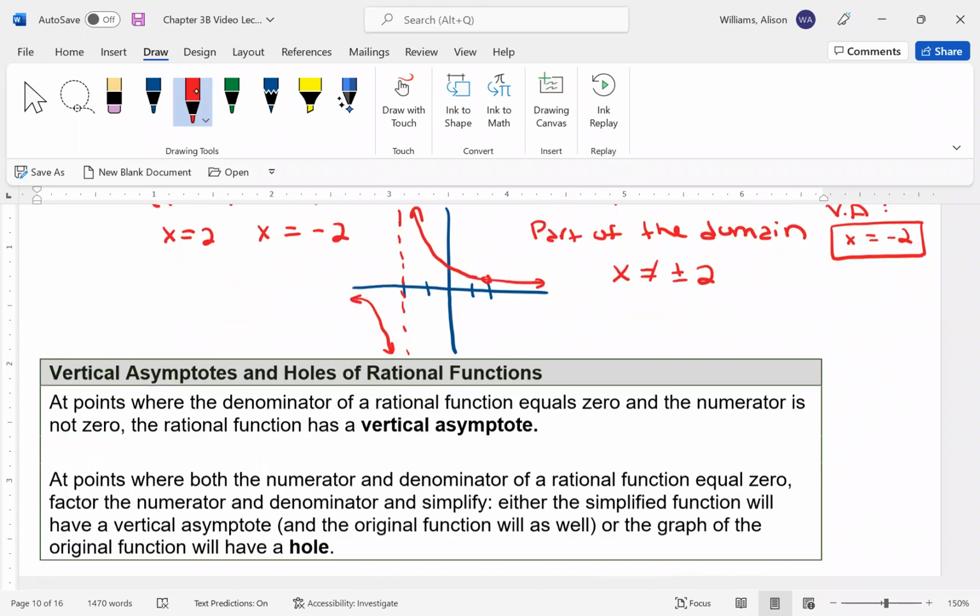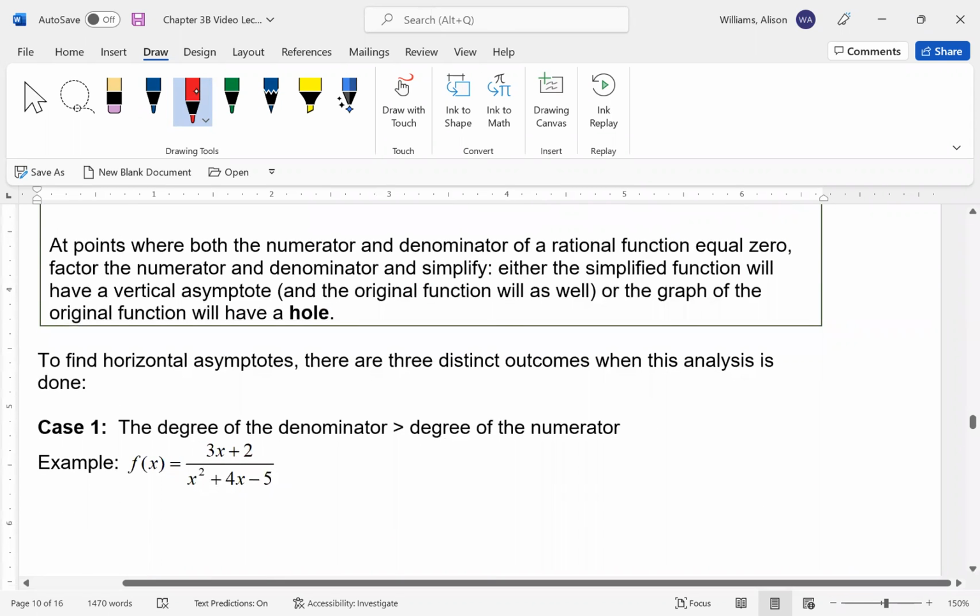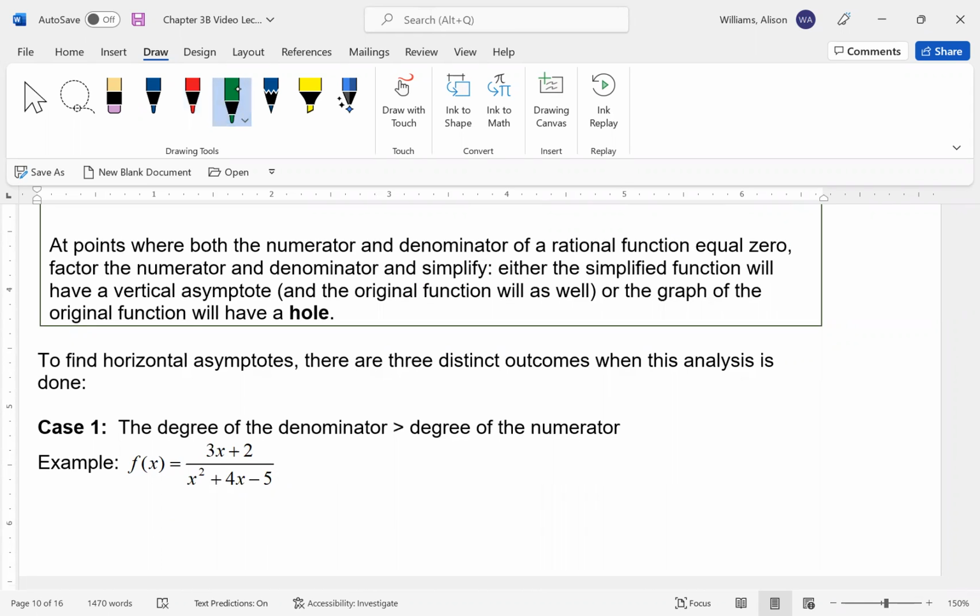Okay, so let's come back down here then. And let's talk about horizontal asymptotes. Now, horizontal asymptotes are a lot more complicated than vertical asymptotes. There are actually 3 cases for horizontal asymptotes, and we determine these cases by the degree of the numerator's polynomial versus the degree of the denominator's polynomial. So in the numerator here in this first example, this is degree 1. And the reason it's degree 1 is the highest exponent on the variable is 1. In the denominator, this is degree 2 because the highest variable exponent is 2.